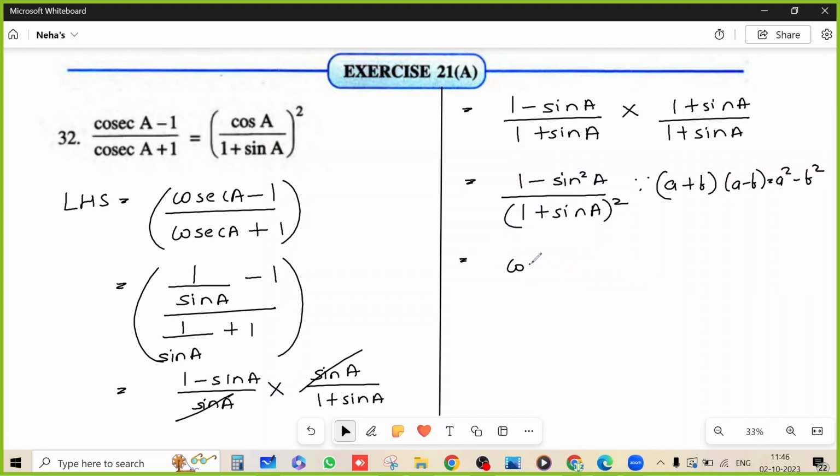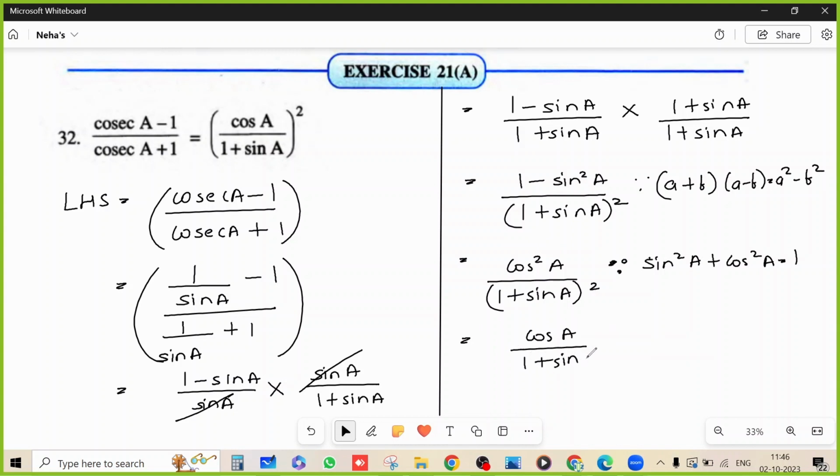The numerator can be written as cos square A, and the denominator will become (1 plus sin A) whole square. Here we have used the identity that sin square A plus cos square A is equal to 1. Therefore, 1 minus sin square A is equal to cos square A. Now we can take the square power outside the bracket. So this will become (cos A divided by 1 plus sin A) whole square, which is equal to the right hand side, and hence proved.